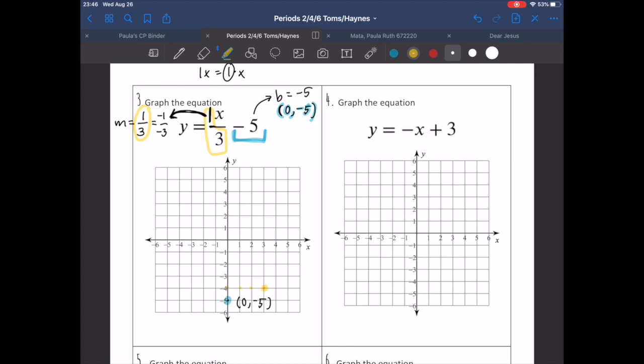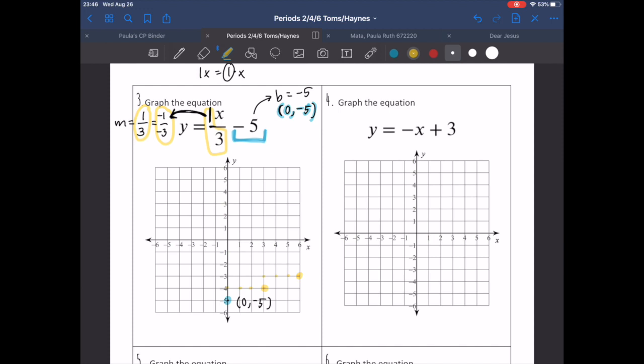Okay, cool. We can do it again, actually. Why not? We can do it as many times as we want. Let's go ahead and rise 1 again and go to the right 3. 1, 2, 3. Look at that. Awesome. Okay, now let's look at this slope.